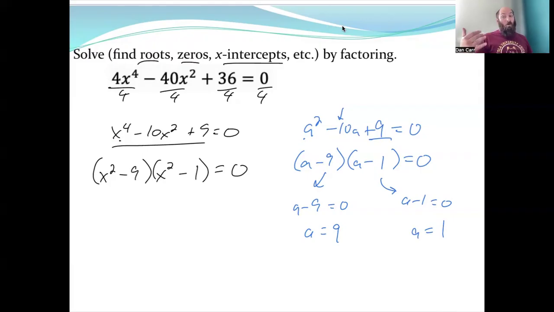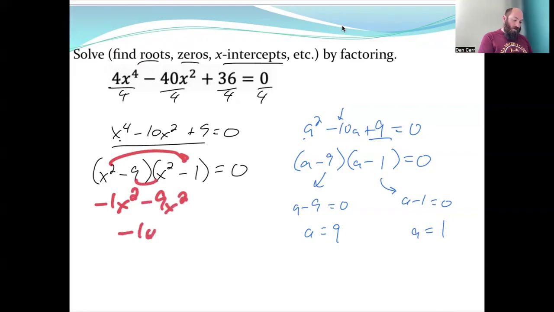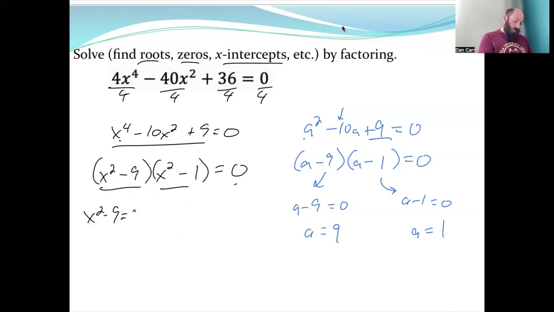If I were to multiply this out, it still goes back to the original problem because that's going to be a negative 1x squared. This is going to give me a negative 9x squared, which gives me negative 10x squared. Okay, so that means I can still apply my zero product property. This times this equals 0, which means x squared minus 9 equals 0, or x squared minus 1 equals 0. From here, you could do factoring again. So I guess we want to stick with factoring, but honestly, I would probably do square root property. If you just add the 9 and add the 1 over, you could square root both sides.